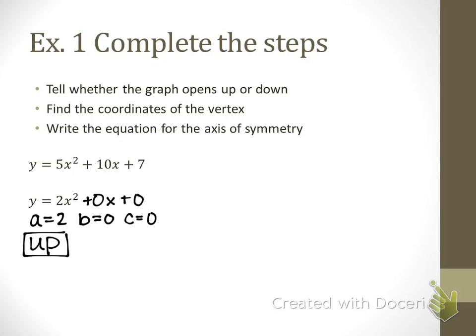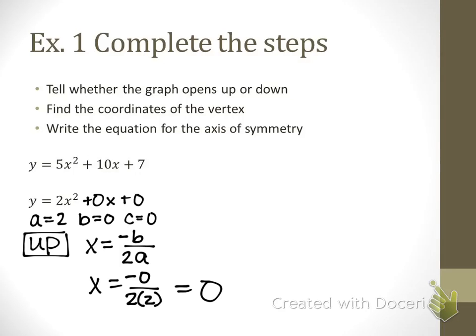Delina, what is that formula to find the vertex? Anybody remember? Very good. X equals negative B over 2 times A. Okay, so let's plug in our values for that. X equals negative 0 over 2 times 2. What's 0 over 4, basically? 0. So I know that my x value of my vertex is going to be 0.